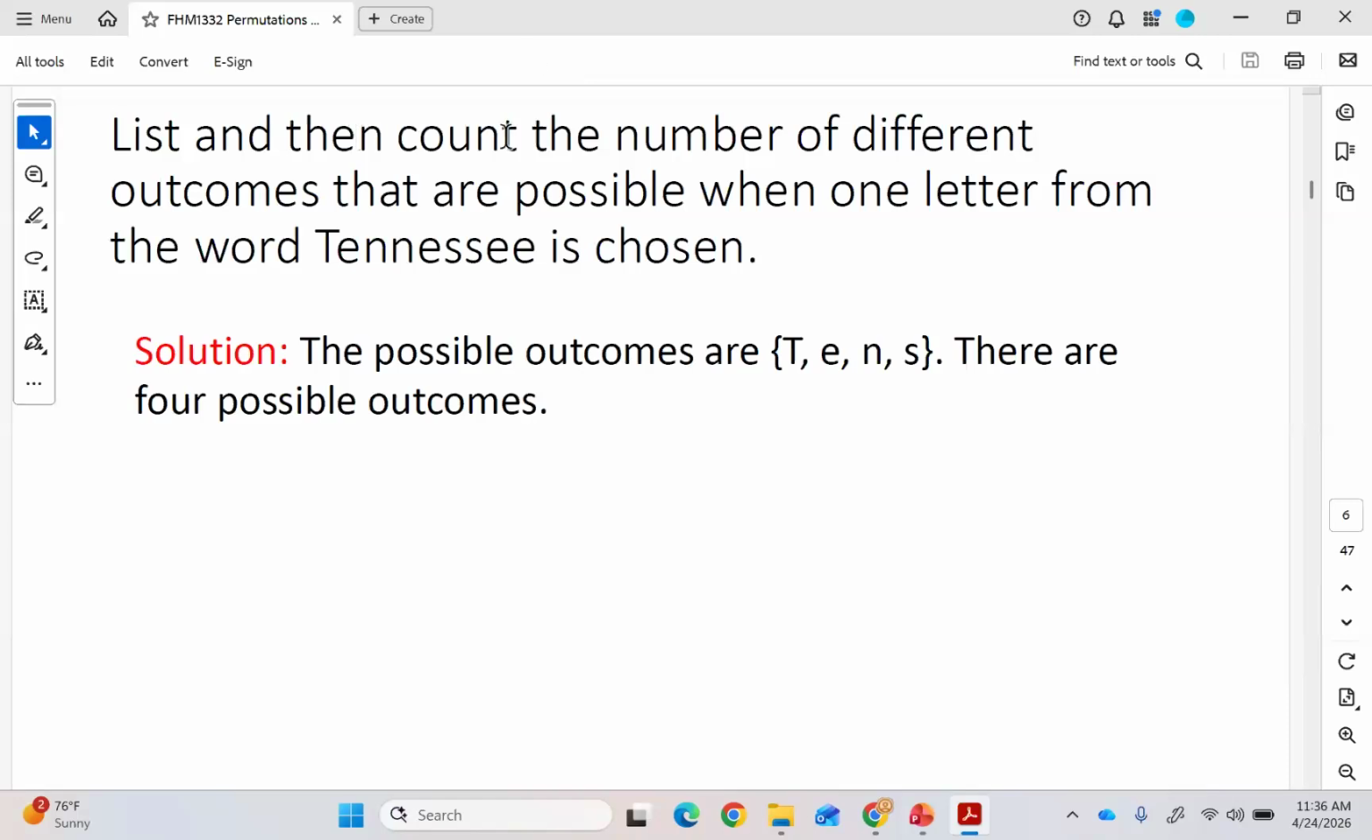It says list and then count the number of different outcomes that are possible when one letter from the word Tennessee is chosen. So in this question, the tricky thing is that letters that are repeated are exactly the same one. So, what are the different possible letters that you can obtain? Well, you have the T, you have the E, the N, and the S. So, there are only four possible outcomes.